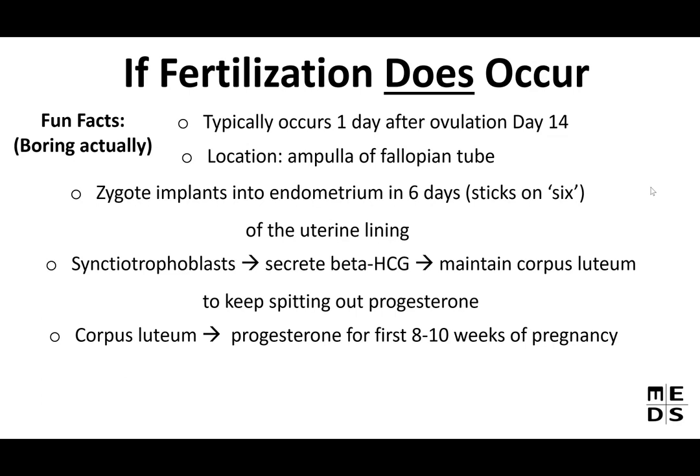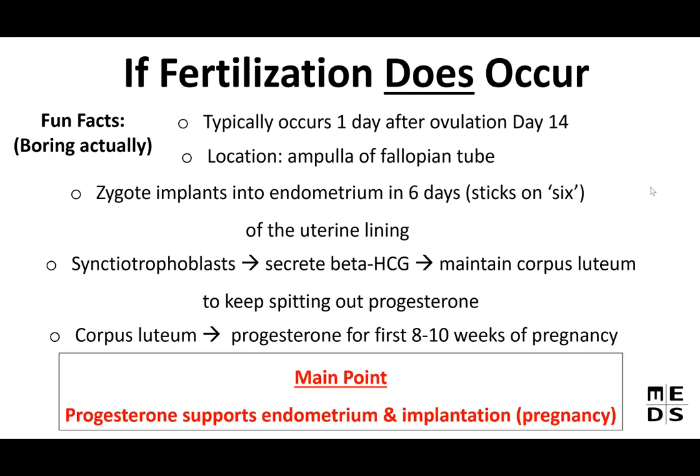And the corpus luteum, for the first 8 to 10 weeks, is going to be the one producing the progesterone for the first 8 to 10 weeks of pregnancy. And then at a certain point, it's going to switch over to the placenta making the steroids, such as progesterone, to support the endometrium in the whole process of pregnancy for the next 9 months. So the main point is progesterone supports endometrium and implantation, therefore leading to pregnancy.